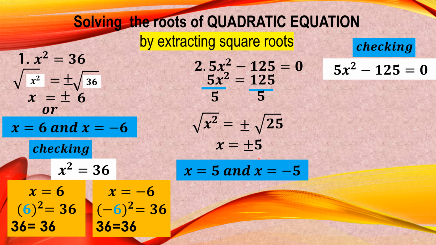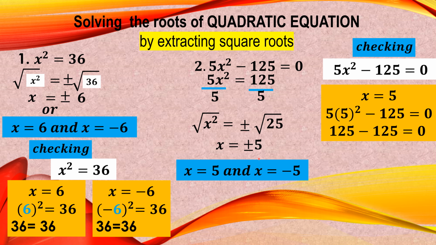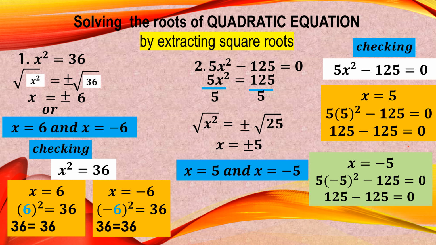So for the checking, we have to copy the original equation 5x squared minus 125. Is it equal to 0 if we substitute the 5 and the negative 5? Okay, so 5x squared, instead of writing x, we write 5. So therefore, 5 squared is 25, times 5 is 125. Minus itself, the result will be 0.